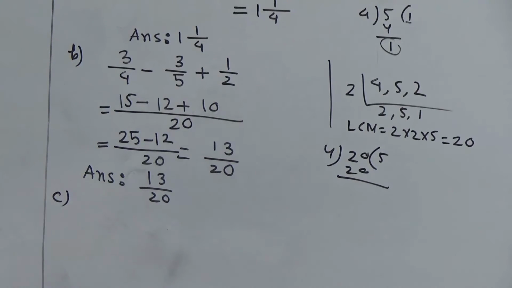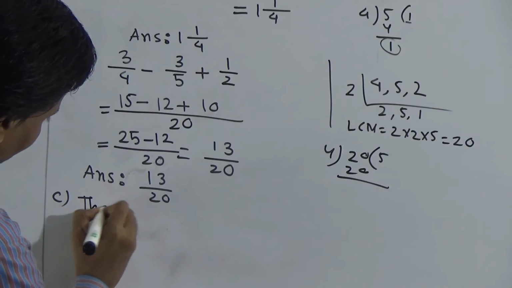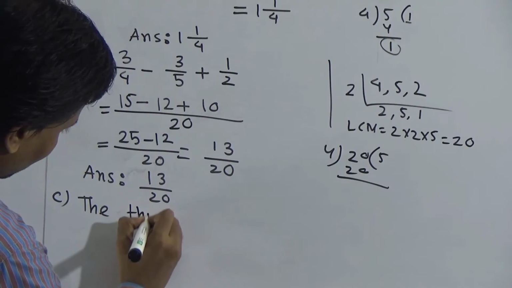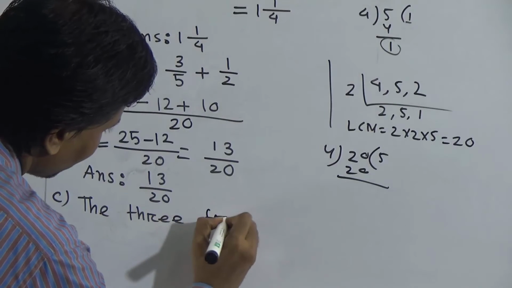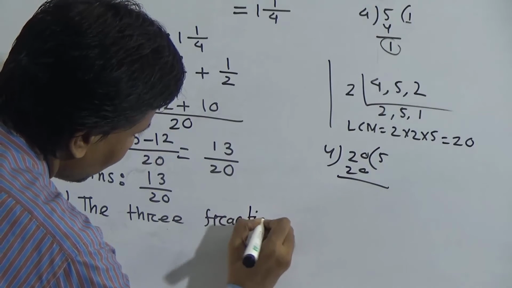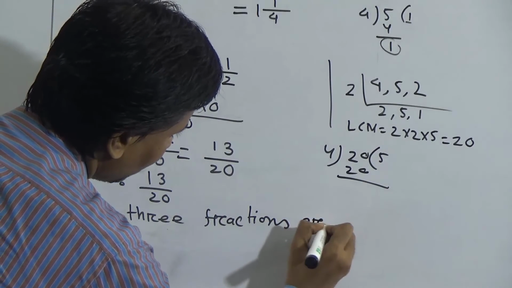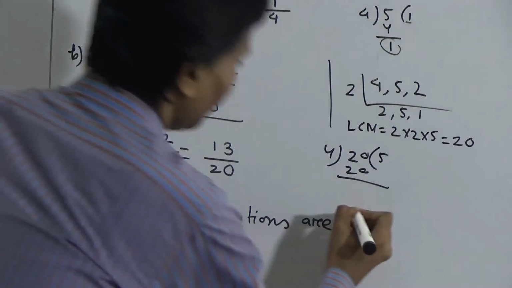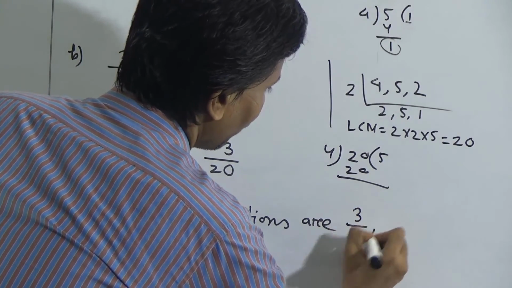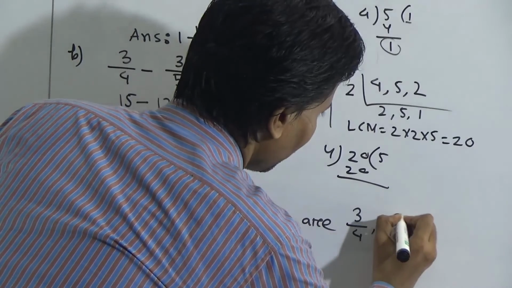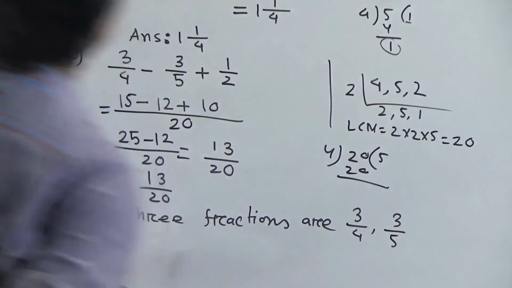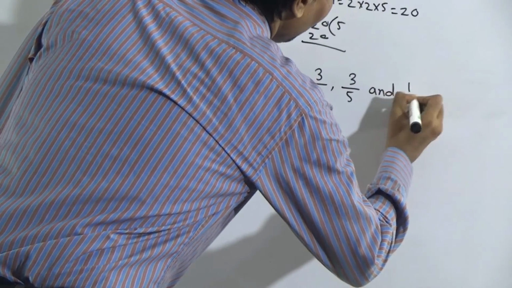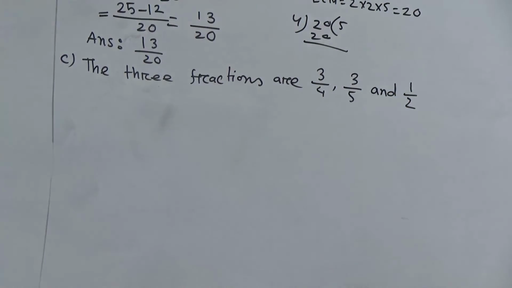Right, here the C. The three fractions are 3 by 4, 3 by 5, and 1 by 2. 3 by 4, 3 by 5 and 1 by 2.